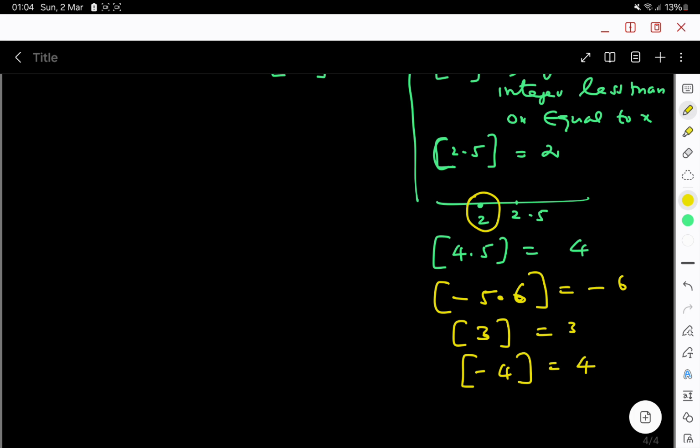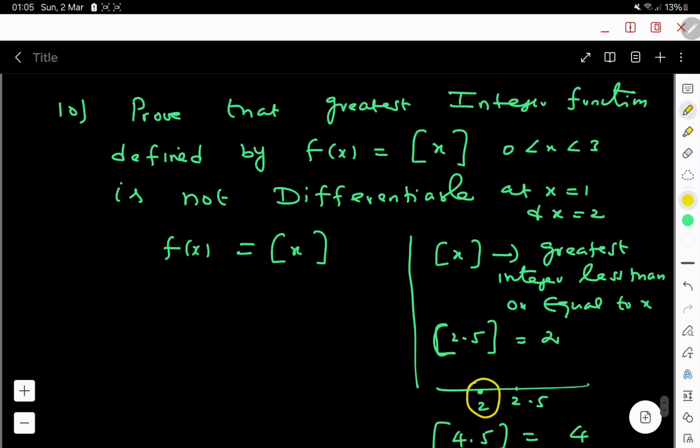Okay, the greatest integer of 2.5 means we take the greatest integer less than 2.5. Before 2.5, 2 is the greatest integer, we know. Similarly 4.5, 4 is the greatest integer. Okay, for minus 5.6 I am taking minus 5.6, and this point is minus 6. So before minus 5.6, what is the greatest integer? Minus 6. So the greatest integer of minus 5.6 is minus 6. Okay, this is the detail about greatest integer functions.